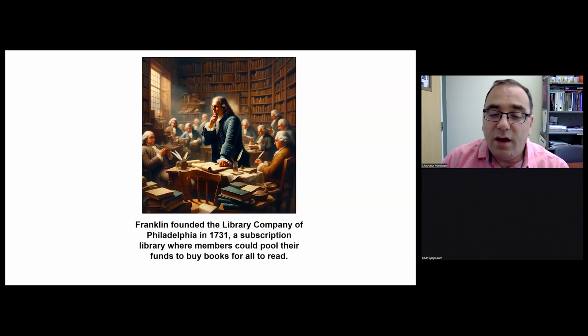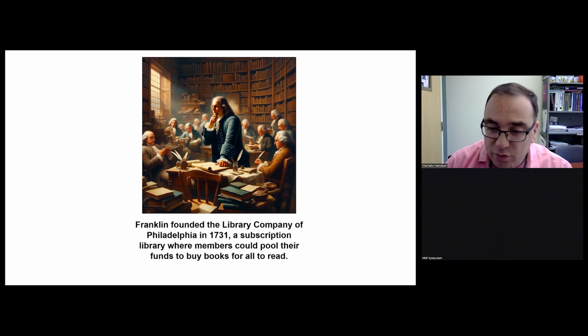So in 1731, Franklin came up with the idea of establishing Philadelphia's Library Company. This was a very novel idea at the time, that people could subscribe and put together money and buy books that would be in the library, and everyone could get them, read them and return them.